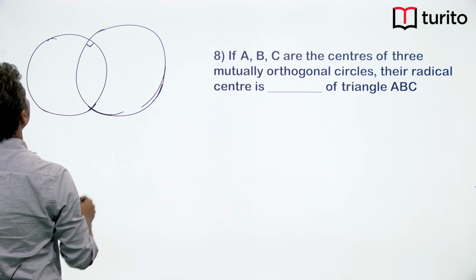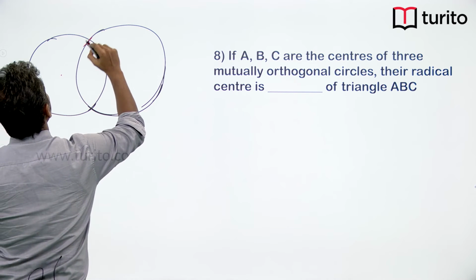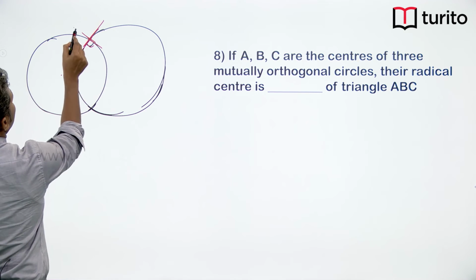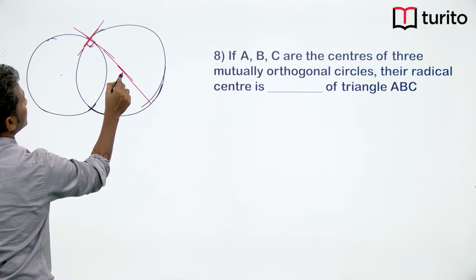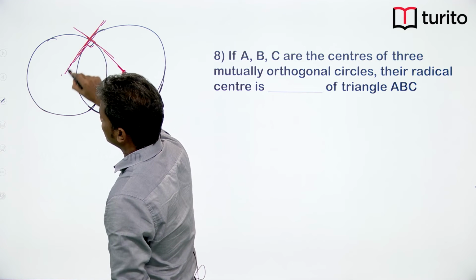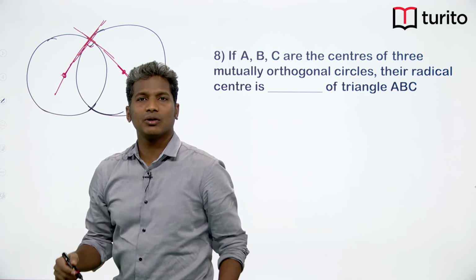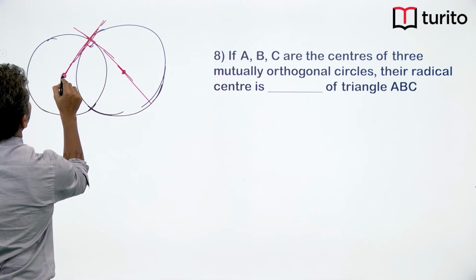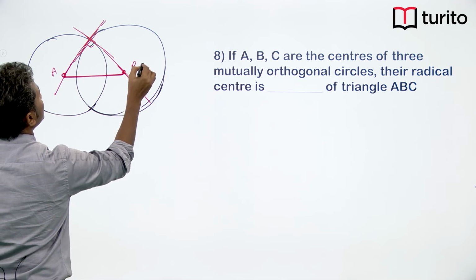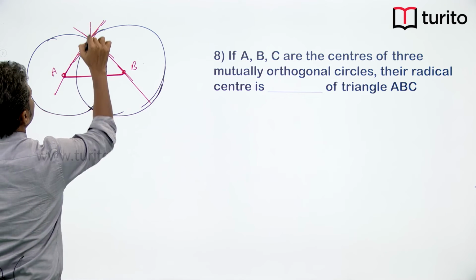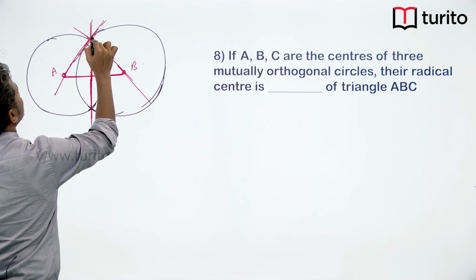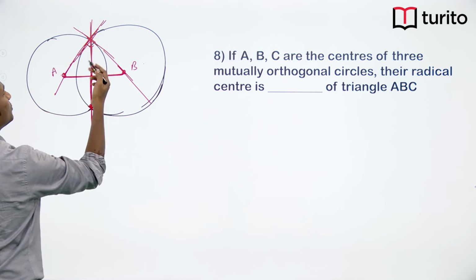Now, what happens when two circles intersect at 90 degrees? The tangents here are at 90 degrees. Now, this tangent to the first circle passes through the center of the second circle, and this tangent to the second circle passes through the center of the first circle. It is always guaranteed. So, now if I join these two, then this radical axis is going to pass through this point. It is going to pass through these 2 points.